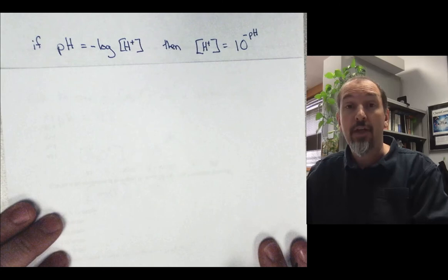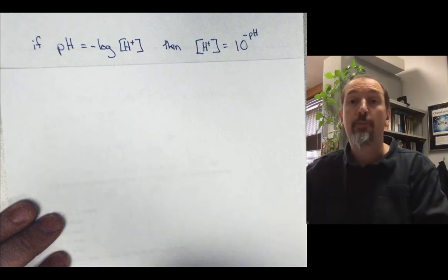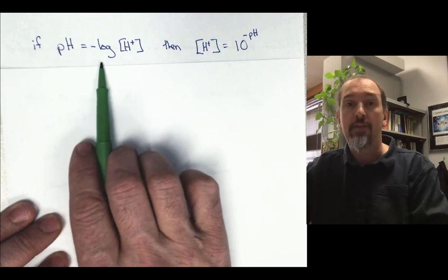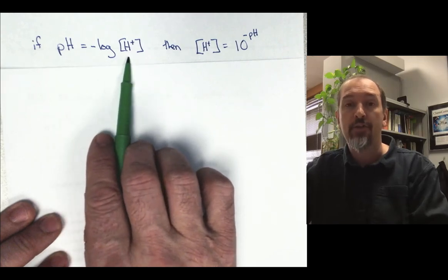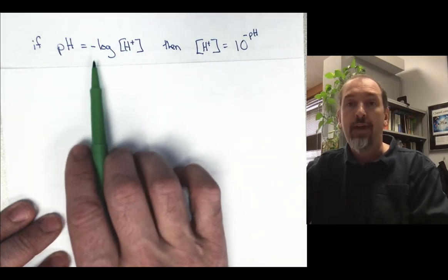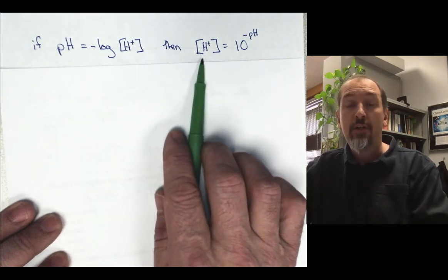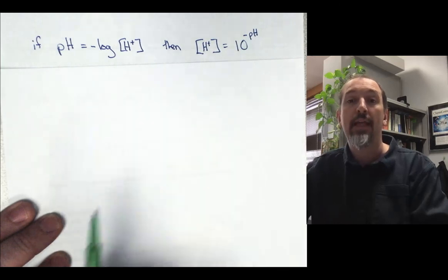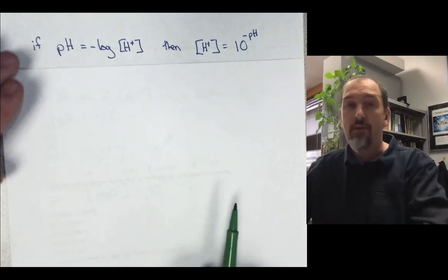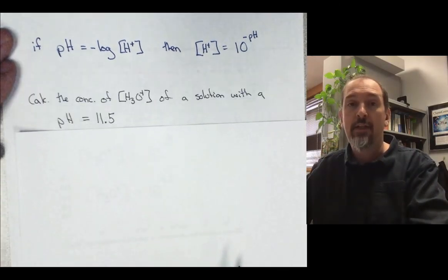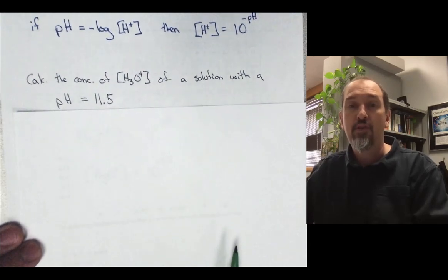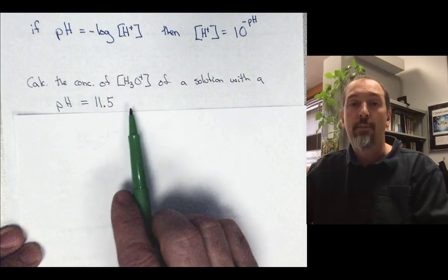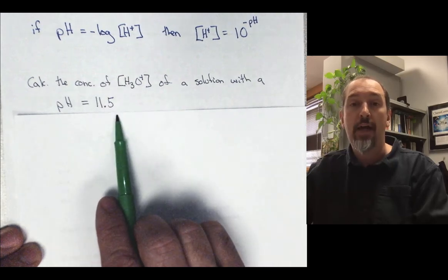As a final exercise, I want to show how we can go from pH back to concentration. If our equation for pH is that it's the negative log of the hydronium ion concentration, then through the rules of algebra, the concentration of the protons will be equal to 10 raised to the negative pH. So if we have a question like this, calculate the concentration of hydronium ions of a solution with a pH of 11.5.